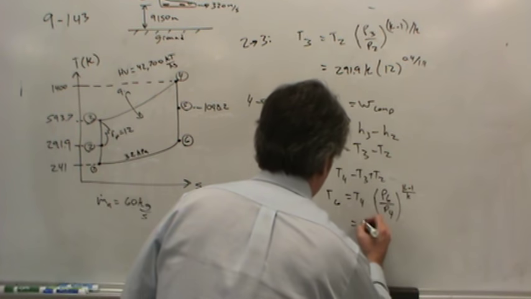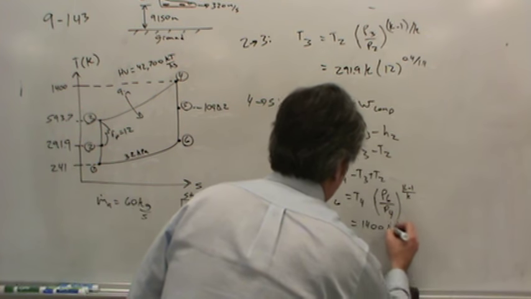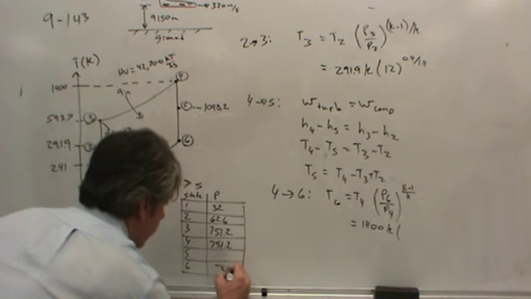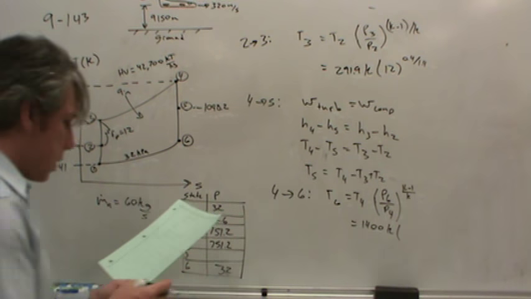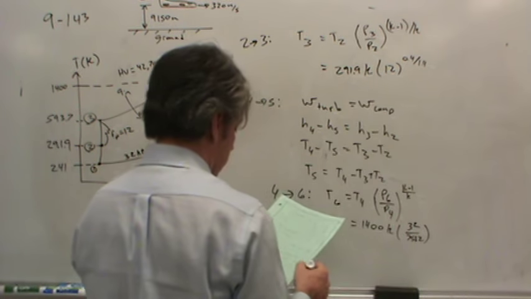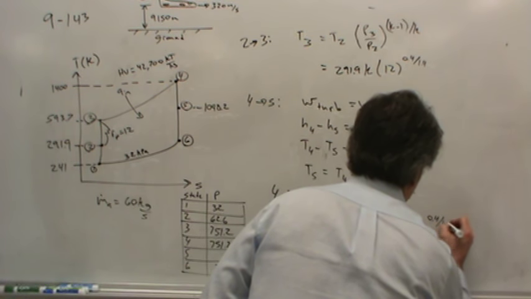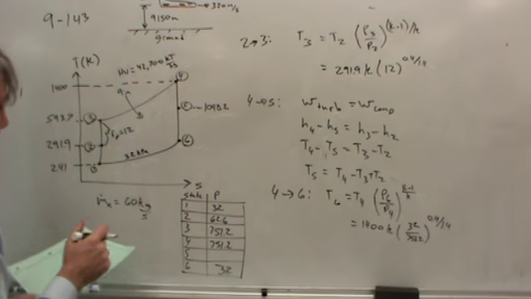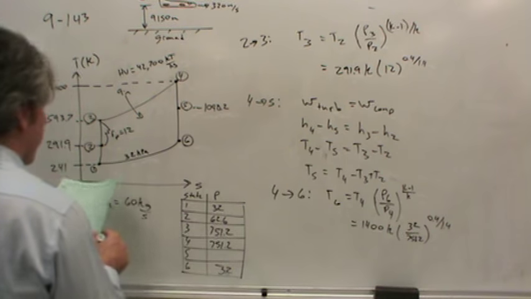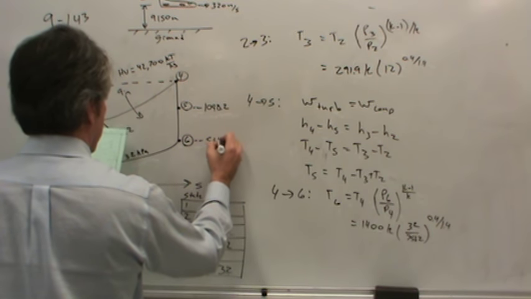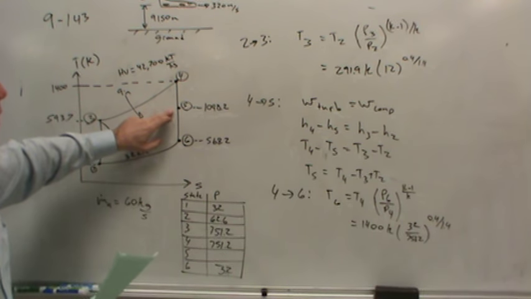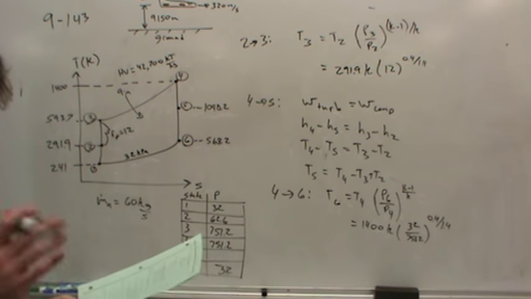And what do we have? Well, T4 is 1400 Kelvin. We know P6. P6 is the same as P1. I could have written it down and forgot to. Okay. So let's see, that's 32 over 751.2 to the power of K minus 1 over K. That gives us the temperature in state 5, or state 6, excuse me. So the temperature in state 6 can be calculated from that, and it comes out to 568.2 Kelvin. If we really wanted to, we could calculate the pressure in state 5, but it doesn't affect us. There's no need for it, so I'm not going to bother with it.